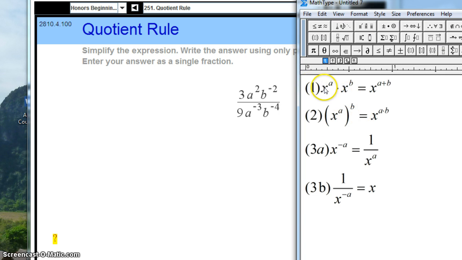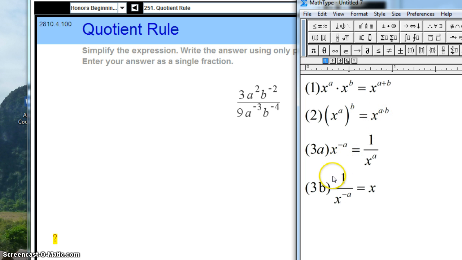So the first one is x to the a times x to the b is x to the a plus b, meaning if you have two x's or something with the same bases like a and a, 5 and 5, b and b, z and z, anything, and you multiply them together, their exponents will add. We're not going to see this here, but if you have an exponent outside parentheses, here if you have x squared to the third, then you multiply those. So x squared to the third would be x to the sixth.